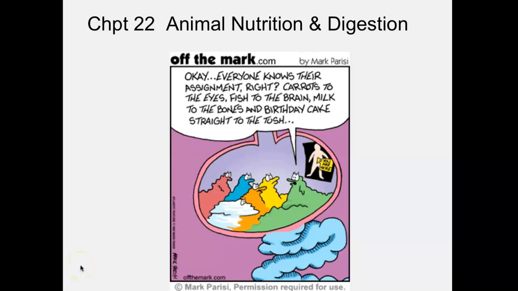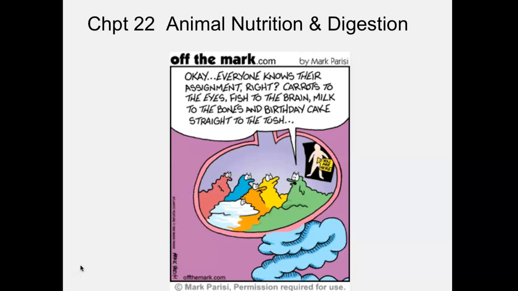Okay, so this is the lecture for chapter 22, which is animal nutrition and digestion. So it's kind of like an anatomy and physiology class. This and the next chapter will be a little bit of an anatomy and physiology unit. So let's talk about nutrition and digestion. Really, it's going to talk about the digestive system.